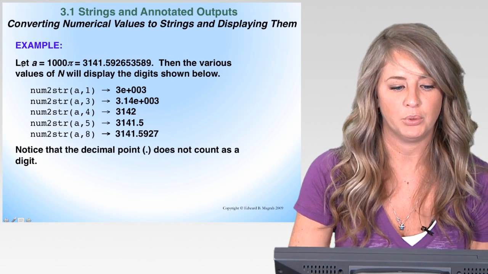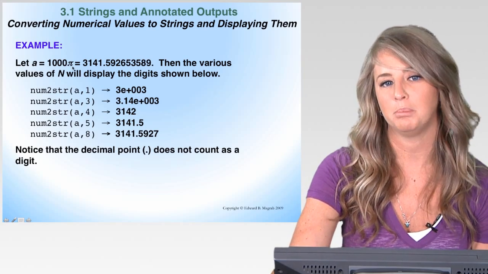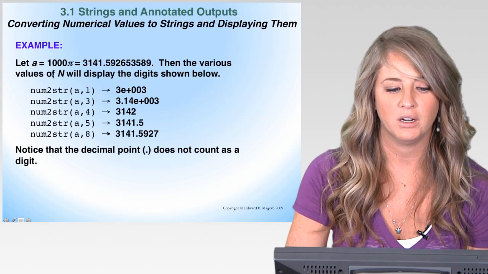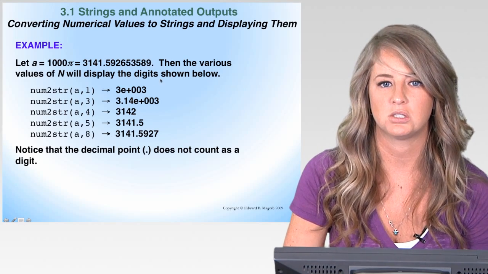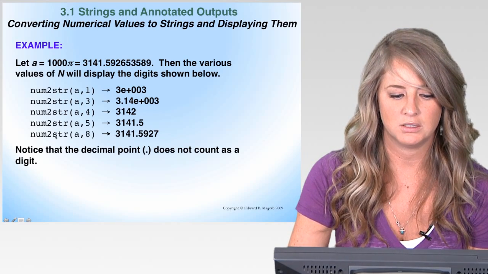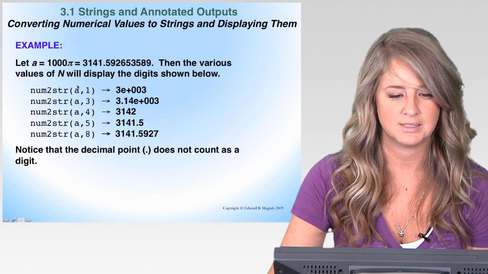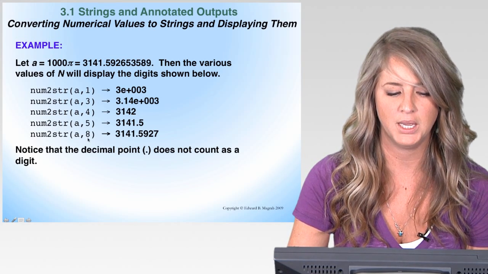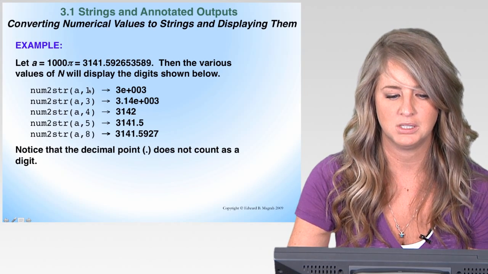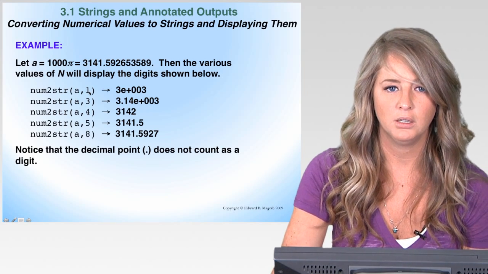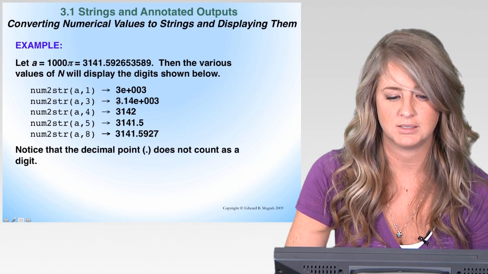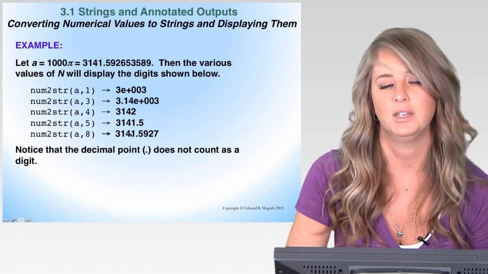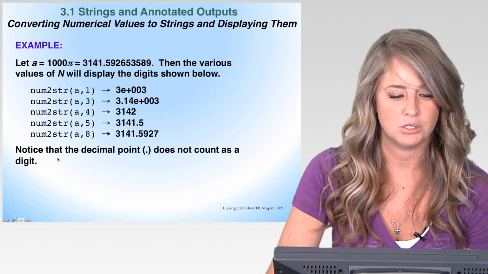So let's look at an example here. We have a is equal to 1,000 pi, which is equal to 3,141.59, and so on. Then the various values of n will display the digits shown below. You can see we've done a couple of different examples here, and how changing the number of digits to be displayed affects the output. If we just want to display 1, if we want to display 3, you can see here 1, 2, 3. In this case, now we're displaying 1, 2, 3, 4, 5, and 8. So that's just a simple way that you can do that.